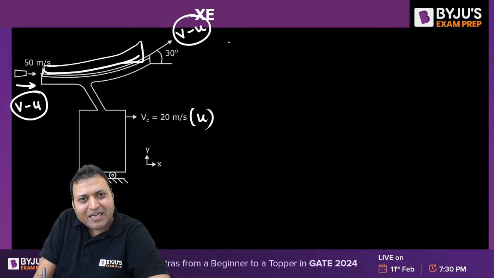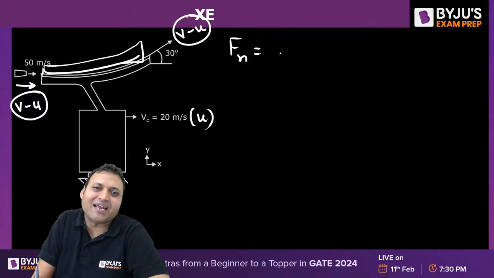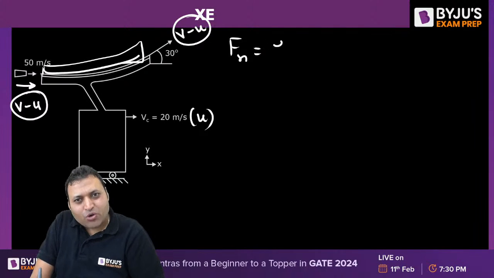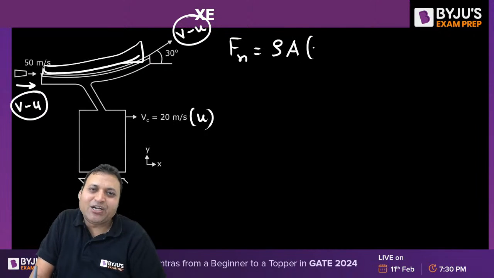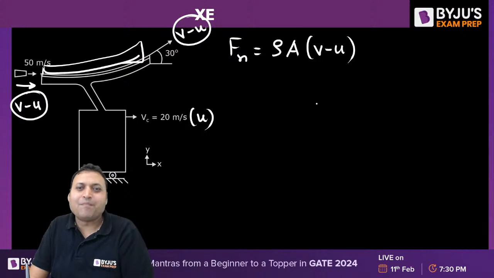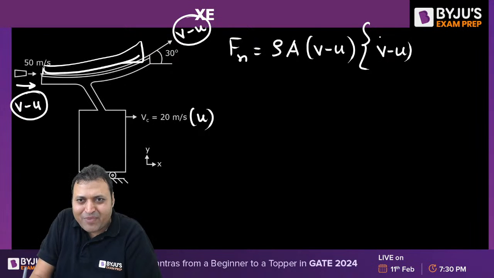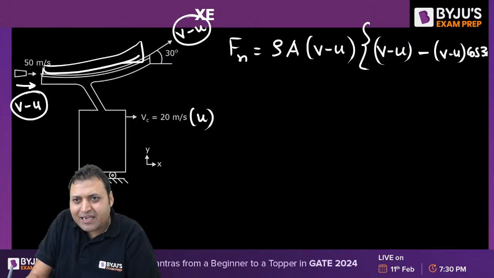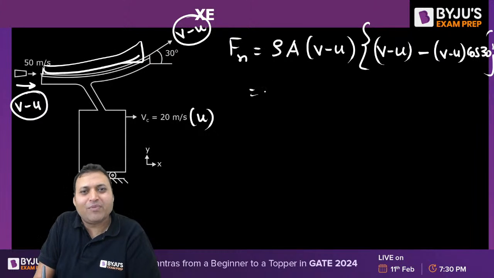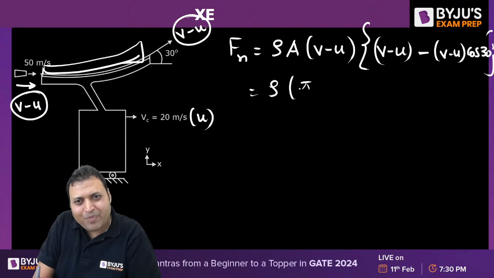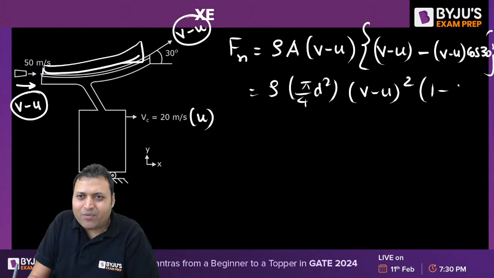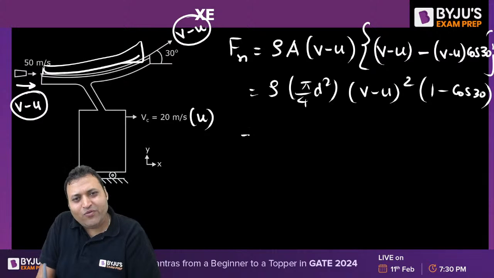So the force exerted in normal direction is the rate of change of linear momentum. So rho into jet area into V minus U, that is mass flow rate, into change in velocity in X direction. Initial velocity is V minus U, then final velocity is V minus U cos 30. Isn't it? This will give the force in normal direction. Or we can say rho into pi by 4 d square into V minus U square into 1 minus cos 30. Put the value, you will get the answer.